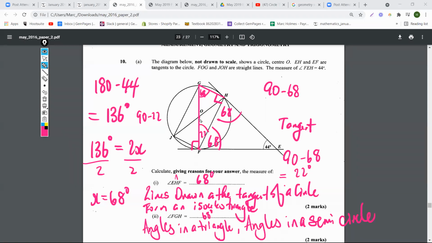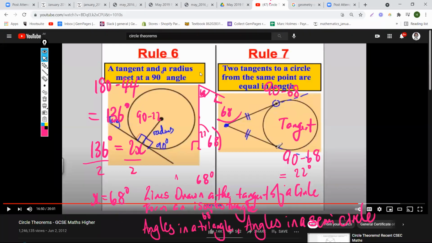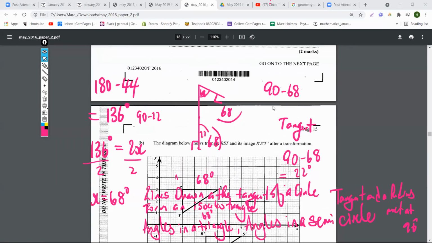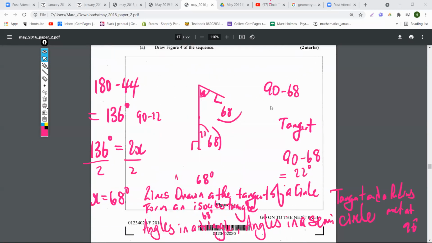And I'd also say the other rule here too, that one to get the 90 degrees. Tangent and a radius meet at 90 degrees. I'd put that too. So I used all of those 3 things to find my answer, so I'd write those. Guys, just remember to give a reason for your answer. When you do find the answer, give a reason for it.